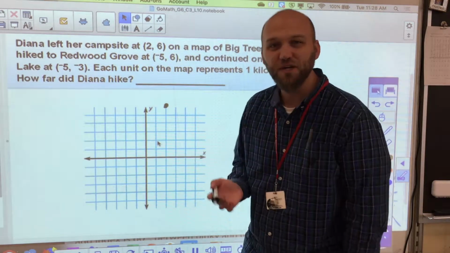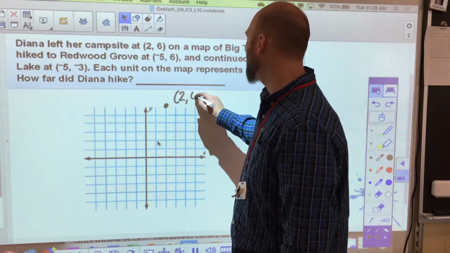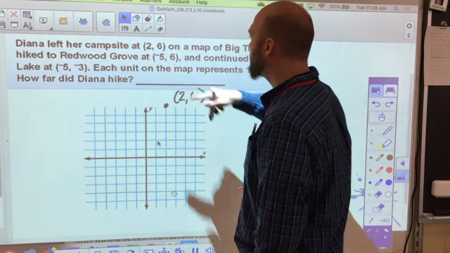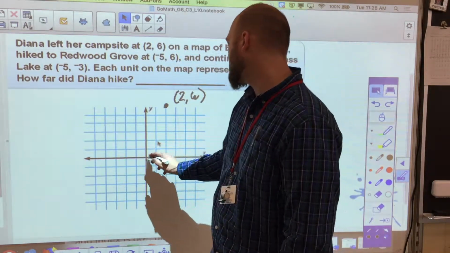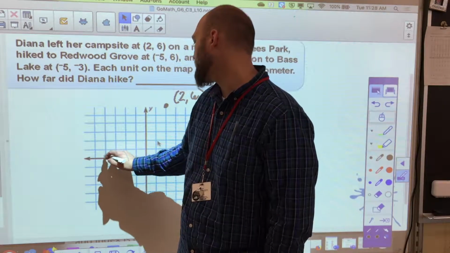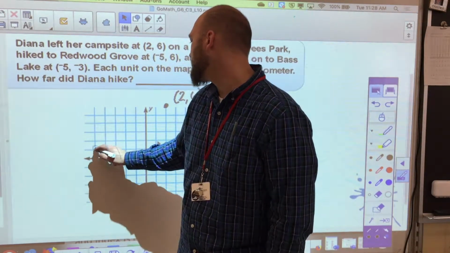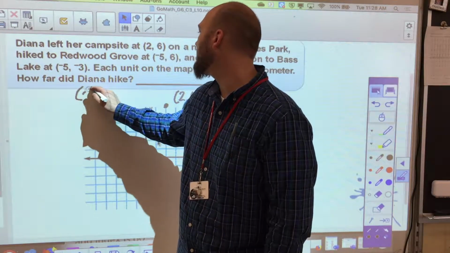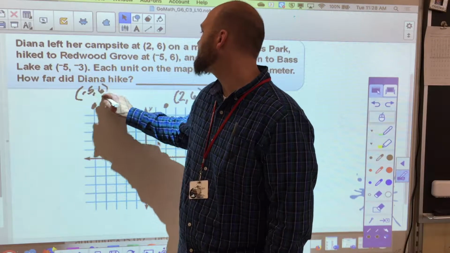They didn't even give us a coordinate grid big enough. So this is 2 and this is 6. And then she's gonna hike to Redwood Grove at -5, +6. So start first, -5, 1, 2, 3, 4, 5, +6, 1, 2, 3, 4, 5, 6. And that's gonna be at -5, +6.